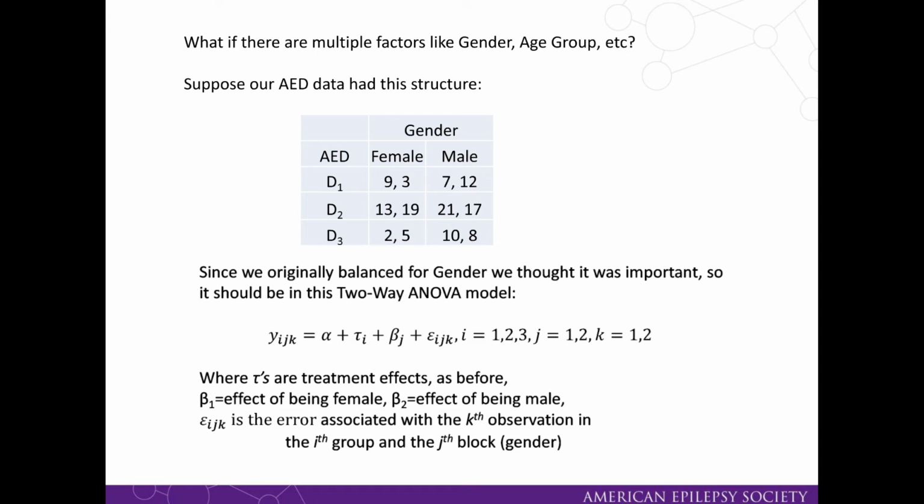Y_ijk. Notice there's a third subscript, as alpha, some overall level, plus the effect of being in the ith treatment group. So either AED 1, 2, or 3. So i goes from 1 to 3. There were 2 genders, beta 1 or 2, and 2 observations for each gender-drug combination. So we'll just say beta 1 is the effect of being female, beta 2 is the effect of being male, and epsilon_ijk is the error associated with the kth observation in the ith group and the jth block, gender. Notice I'm calling gender a block. Block starts with the letter B and thus gets lowercase Greek beta as a letter.